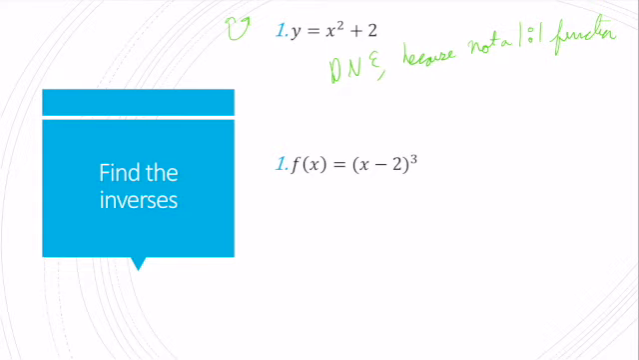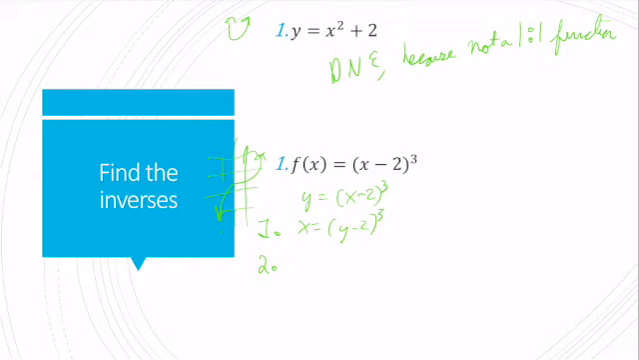Okay, let's take a look at x minus 2 cubed. This is a cubic. The cubic equations, whose shape is kind of like this, pass the horizontal line test and the vertical line test? Yeah, they do. So we can go ahead and find the inverse. I'm going to do that by first switching x and y. Then I need to solve for y.